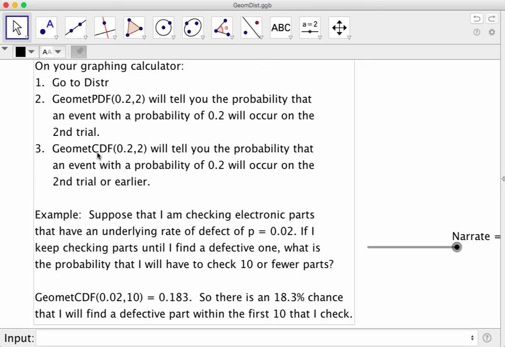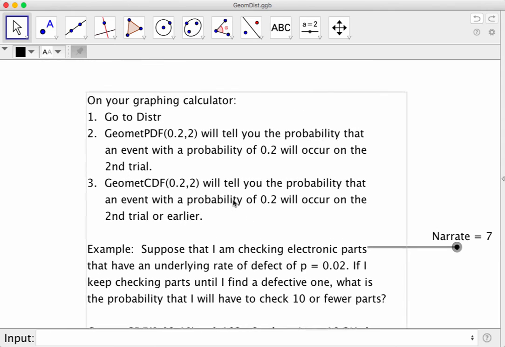GeometCDF, again cumulative distribution function, 0.2, 2, so the same inputs. Now this tells us the probability that an event with a probability of 0.2 will occur on the second trial or earlier. In other words, what's the probability that we will get our prize by the second box?